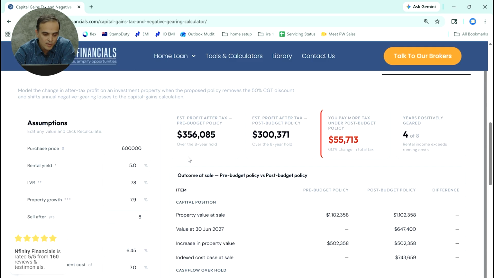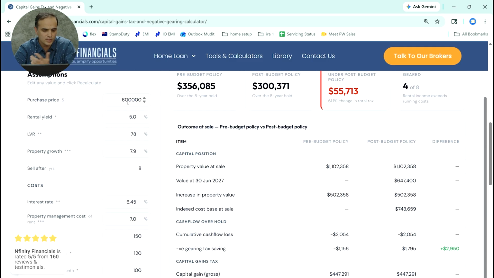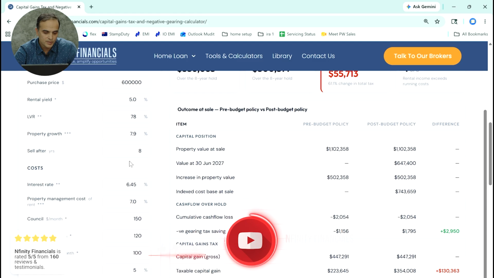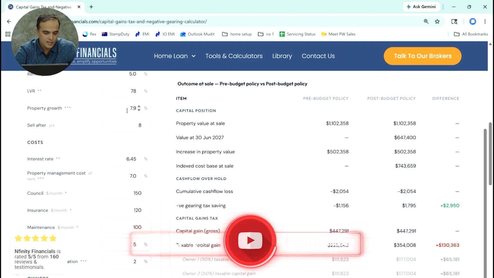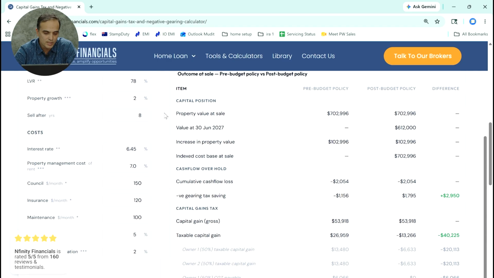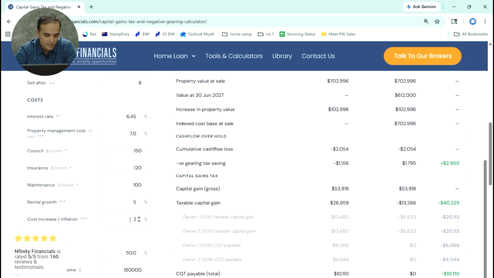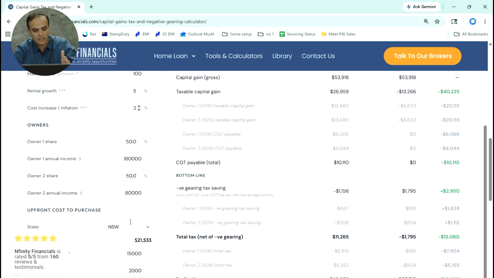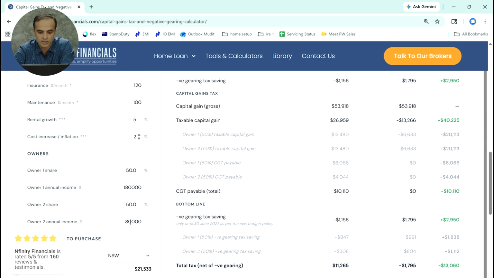Let's look at a couple of scenarios here. Let's say the property was 600k, same rental yield of 5%, selling after 8 years. Let's say if we assume a growth of, let's talk about a bad scenario. Let's say the property doesn't grow much, it grows by just 2%, okay? Same as inflation, we are assuming 2%. Let's assume that the rest of all of these things remain constant, okay?